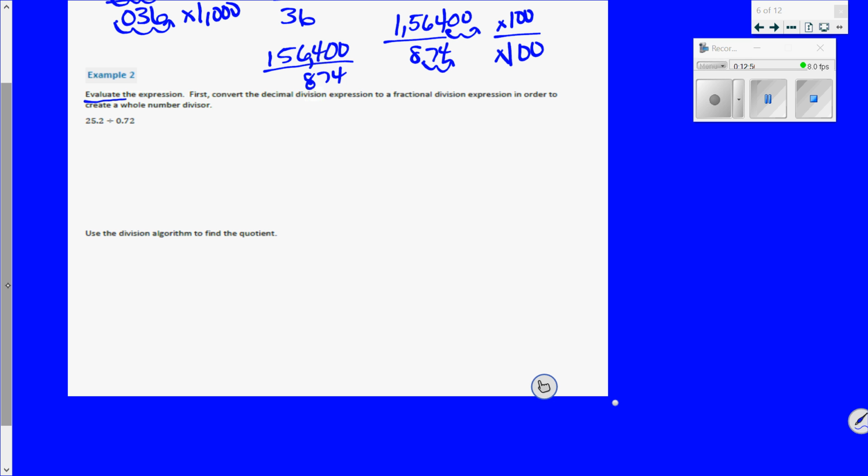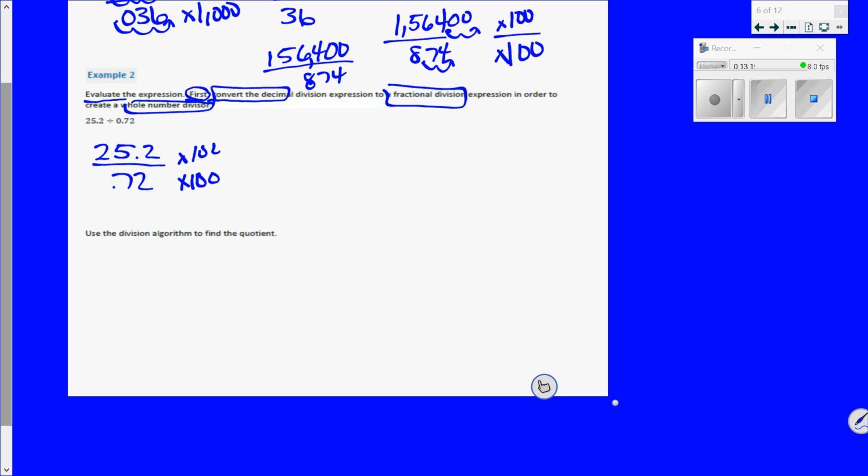Okay? So first, they want us to convert the decimal division to fractional division to find a whole number divisor. Then we're going to evaluate. So we're going to write it as a fraction, 25 2/10 divided by 72 hundredths. So what am I going to multiply by? 100, because it's 100ths in the denominator. So multiply both by 100. That moves twice. Here's my decimal. Move twice again. Empty buckets get a 0. So what I'm really doing is 2,520 divided by 72.